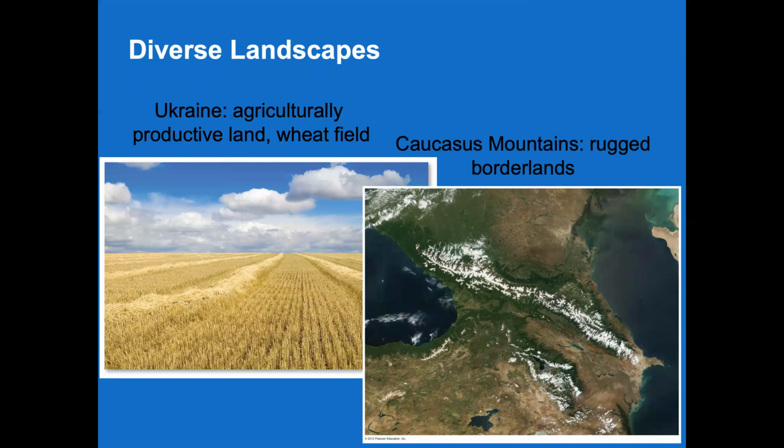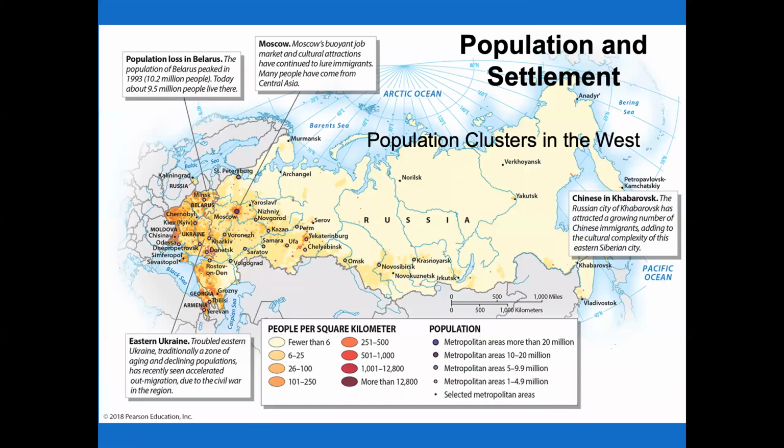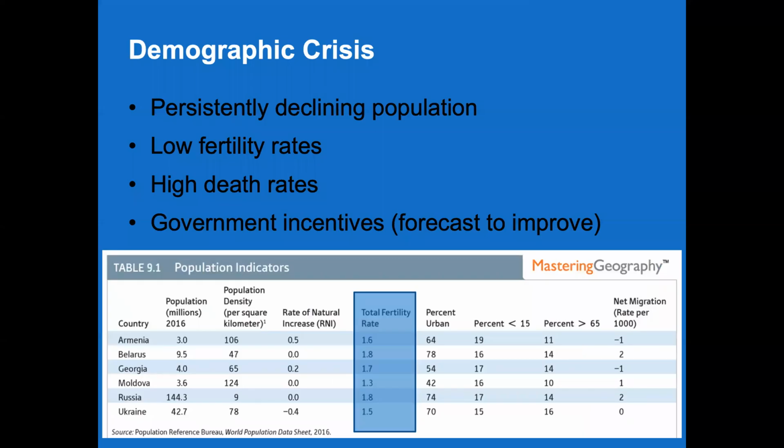Again, really in the western part is the most productive land, Ukraine. It's sort of like their equivalent of Kansas, Nebraska, the plains of the US. Population and settlement, of course: the majority of people are significantly clustered in the west, and the vast majority of the east is very lightly populated. Again, fertility rates are exceptionally low.